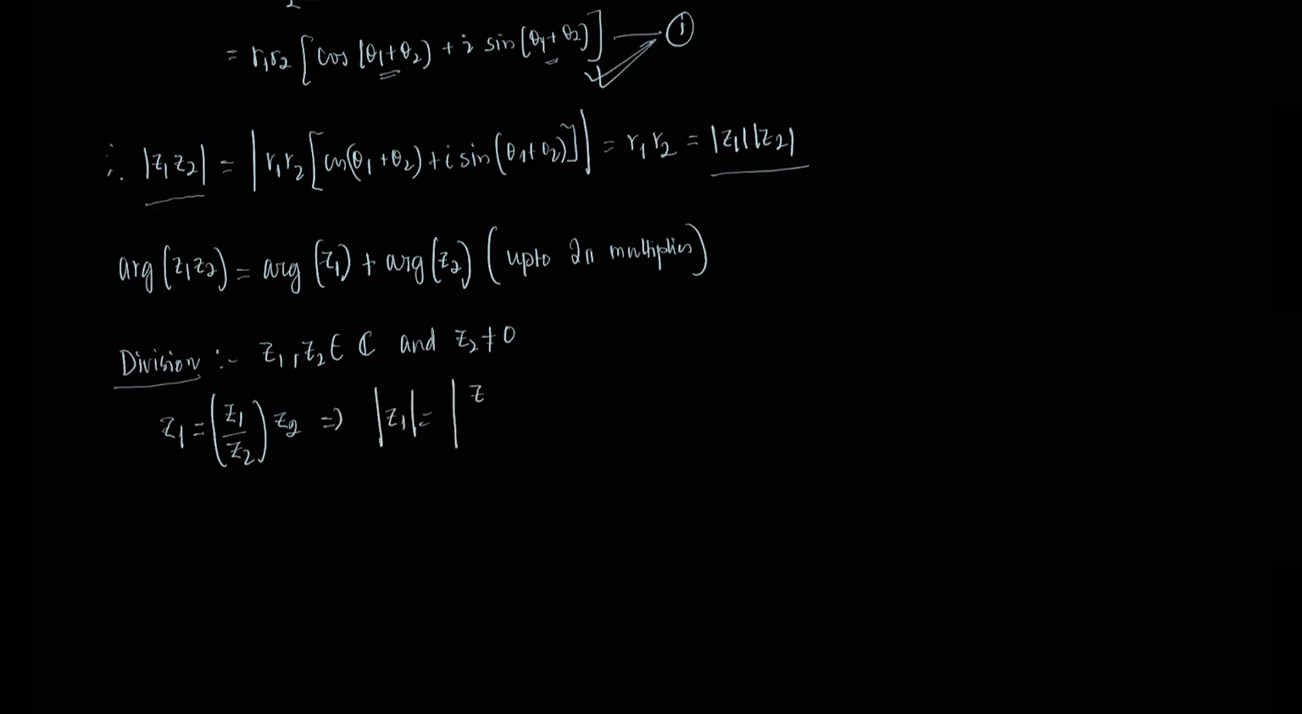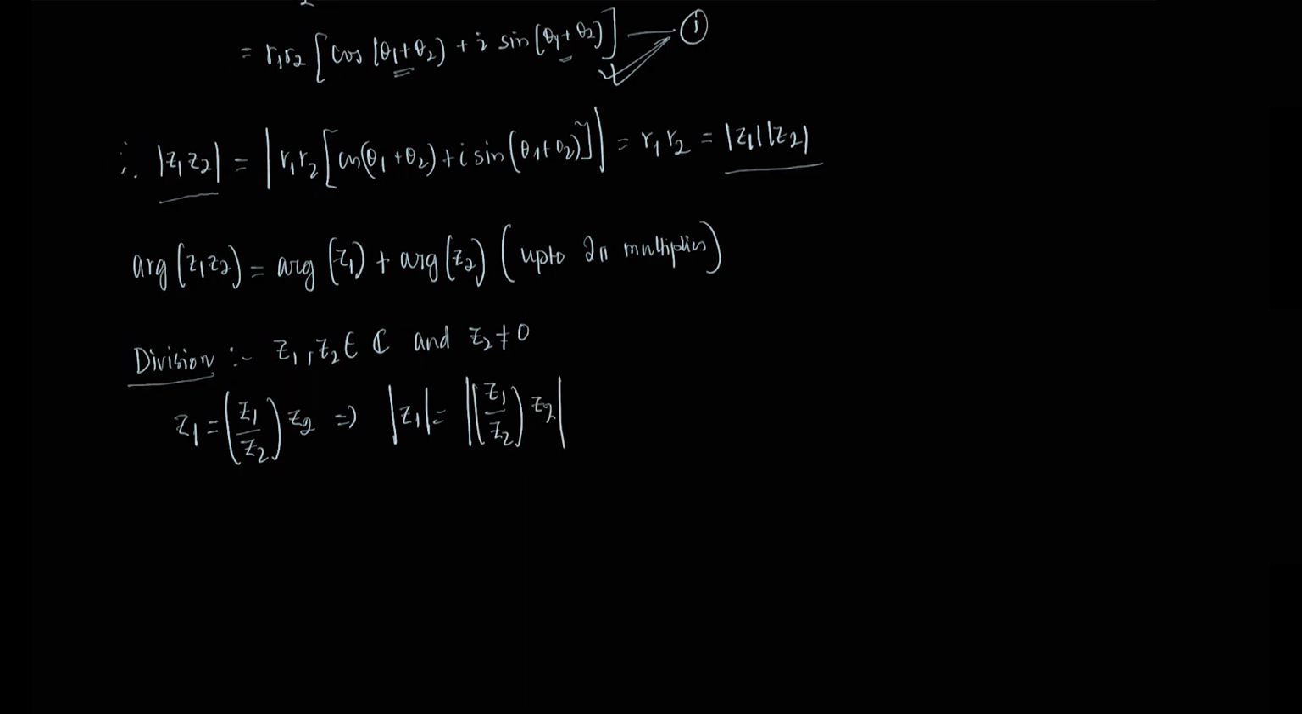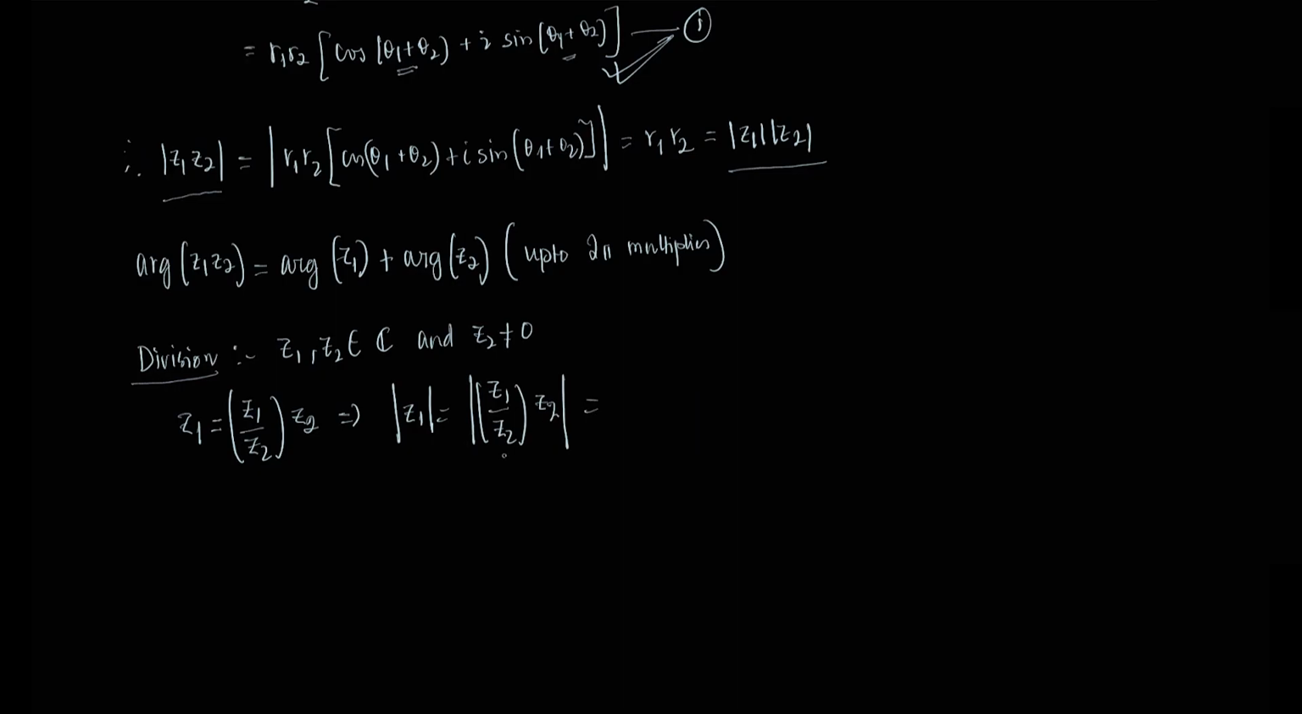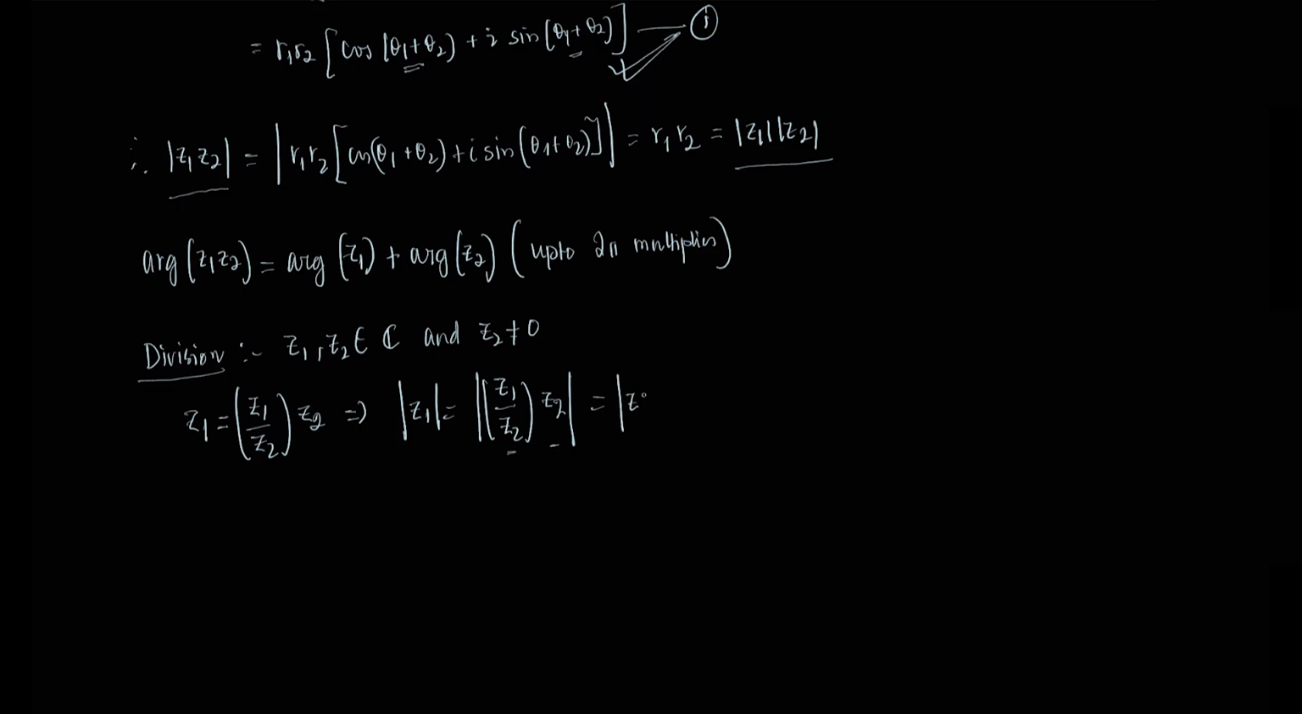It is mod of Z1 by Z2 times Z2, right? So it is the product of two complex numbers multiplication. So it is mod of Z1 by Z2 times mod of Z2. So you see, therefore, mod of Z1 by Z2 is nothing but mod of Z1 by mod of Z2, right? So multiplication, division is also very simple, you just do it like this.